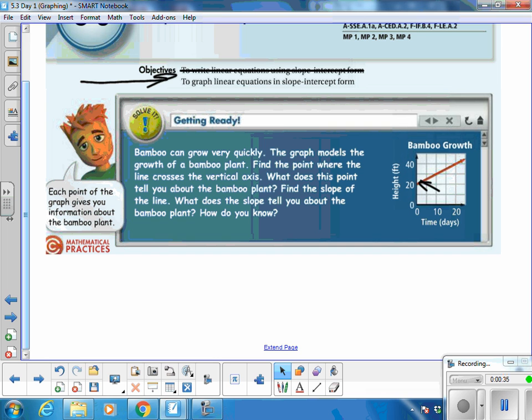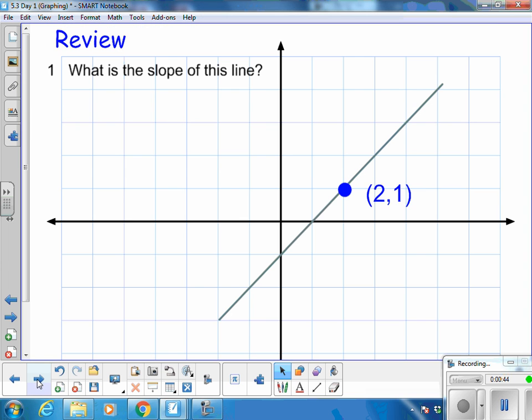Find the slope of the line. What does the slope tell you about the bamboo plant? Kind of as it's changing each time, what does that tell you? So we're going to practice these concepts a little bit here.